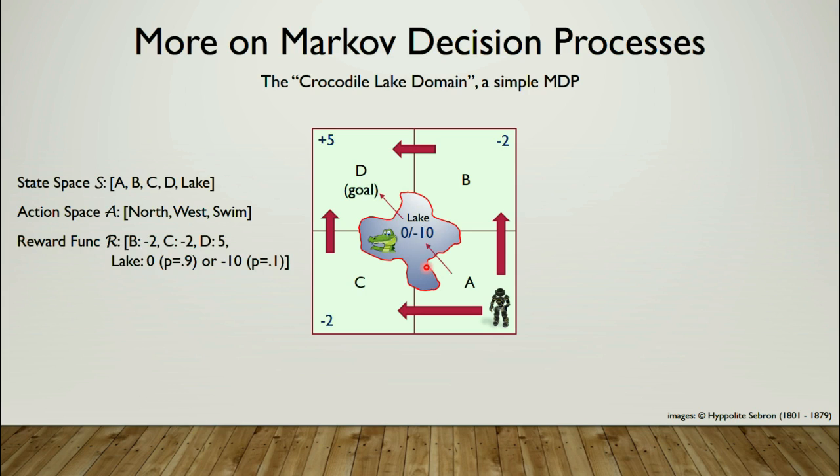And lastly, we're going to define our reward function. We also make that very simple. We get -2 if we end up in state B or C, or we get +5 if we reach the go state. And once we reach the go state, the environment gets reset and the agent moves back to state A. Also, when we enter the lake, we will have a stochastic reward signal, which most of the time is going to be 0, but 10% of the time we receive a reward of -10 because the crocodile bites us.